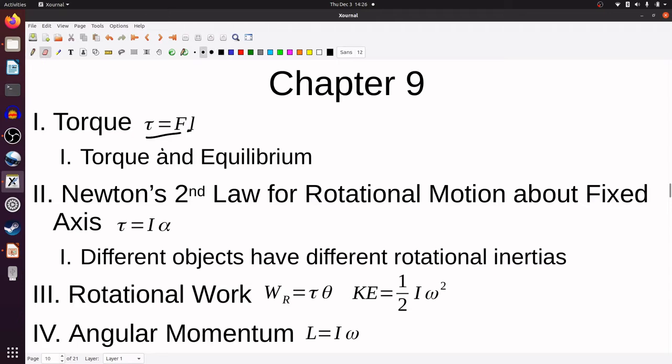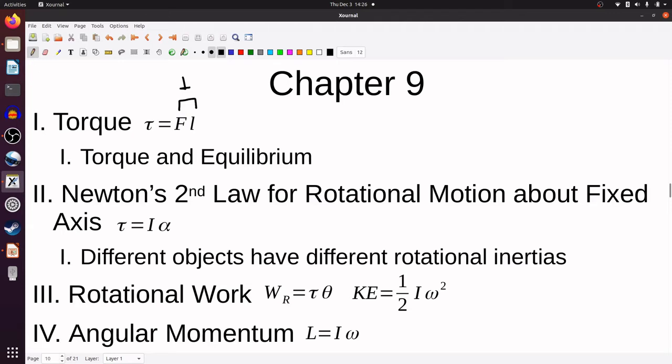Remember, tau is the torque. Sorry, tau is equal to FL, where this is your force and this is your lever arm, and remember that they must be perpendicular to each other, otherwise it's not torque. And it's also equal to I, which is the rotational inertia, times alpha. These are kind of the two juggernauts of that.